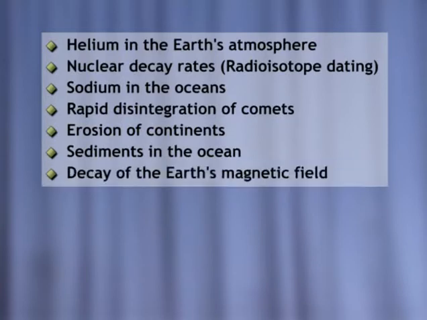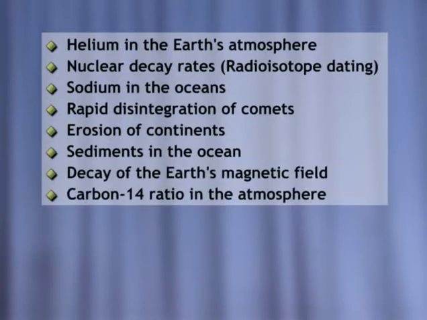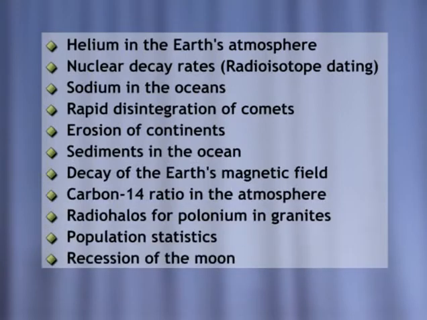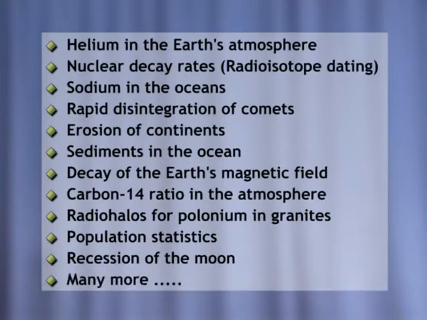The decay of the Earth's magnetic field. Carbon-14 ratio in the atmosphere. Radiohalos for polonium in granites. Population statistics. Recession of the moon. And many more scientific evidences clearly show this Earth is not old enough for evolution to have occurred. And even if the Earth was billions of years old, we can show biologically and through chemistry that evolution can't happen.